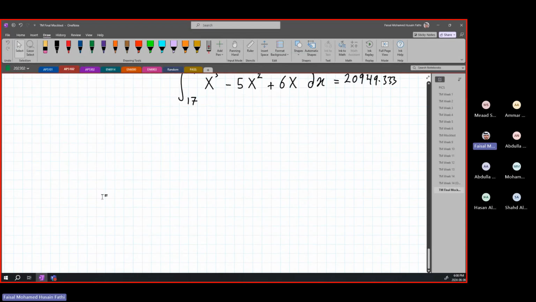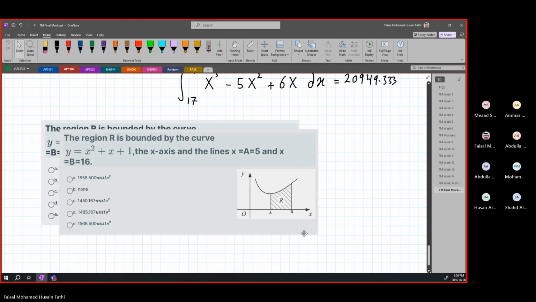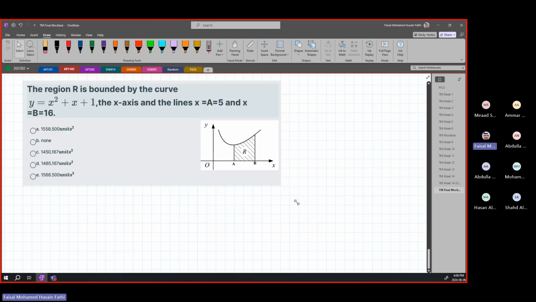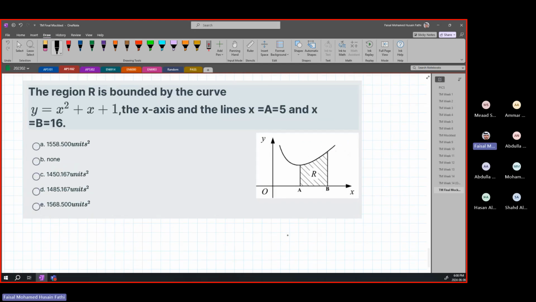Another graphing question. So here, the region R is bounded by the curve, the x-axis, and the lines x equal a and x equal b, which is also given. So this is your range, okay? x equal a equal 5 and x equal b equal 16. That means from the beginning, your integration is going to be from a, which is 5, all the way to 16. And that's it. And then you just write in your formula.